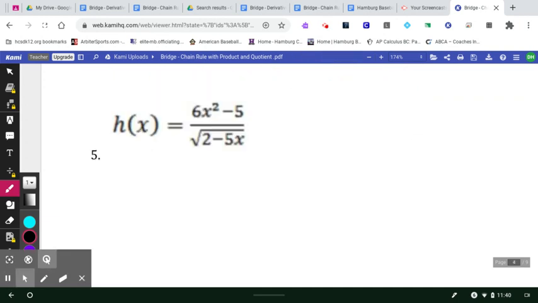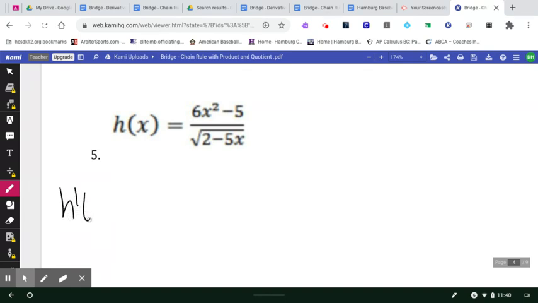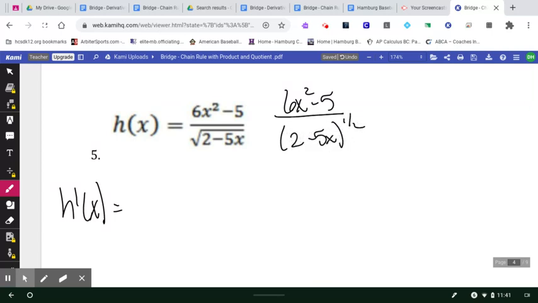All right, I'm going to get a little more crazy and intense here. And this is by far probably the toughest video of all of them. All right. We have a quotient this time. We have x's on the top, x's on the bottom. So let's give this one a whirl. Quotient rule. Remember, low d high minus high d low all over low squared. Lots of self-talk. So I am going to rewrite this, of course, as 6x squared minus 5 over 2 minus 5x to the 1/2. Remember, we don't want to leave any radicals.